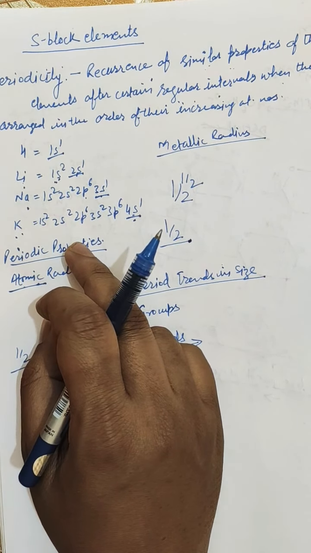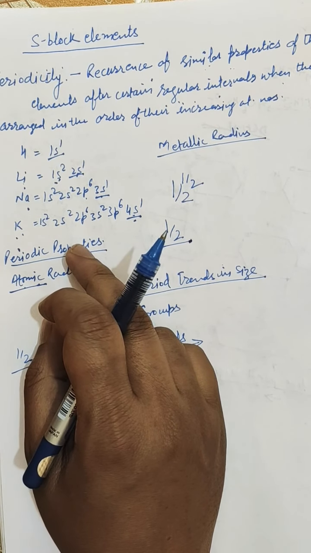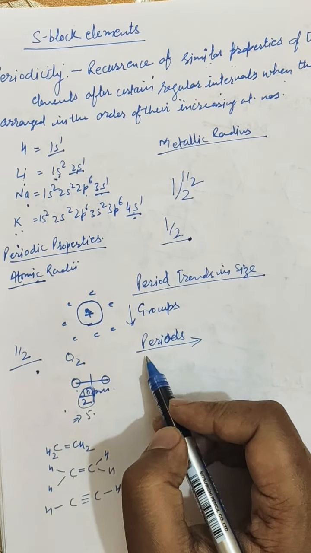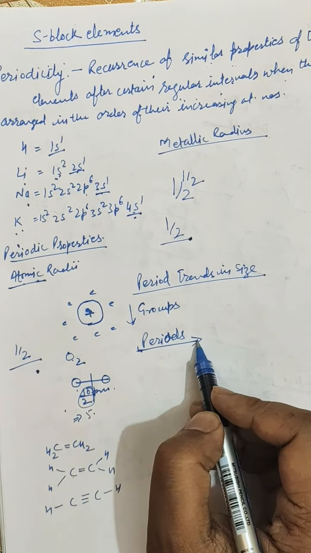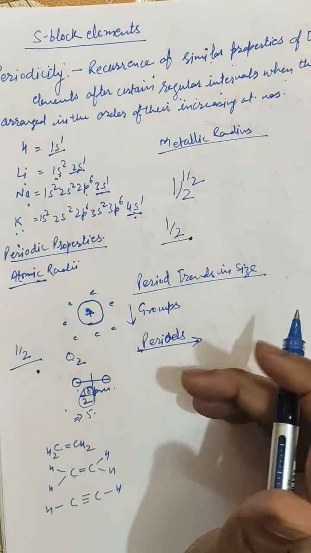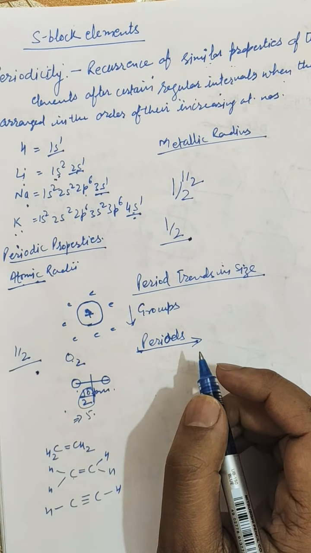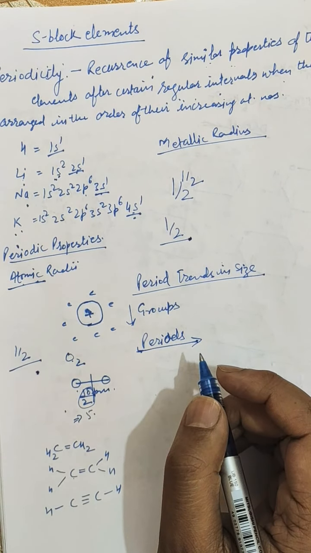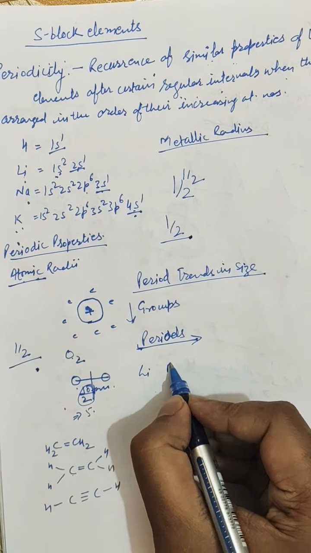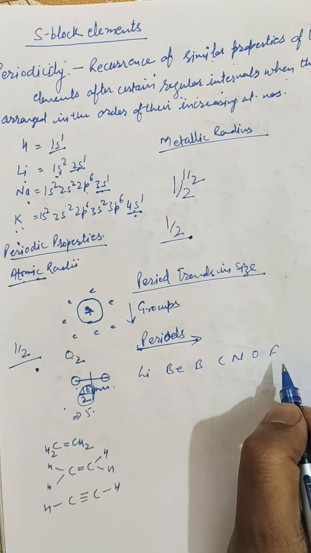Now the variation of atomic radii in a period. In general, atomic radii decrease as we move from left to right in a period in the periodic table. So now we will study the trend in the period. Let us see lithium, beryllium, boron, carbon, nitrogen, oxygen, fluorine.